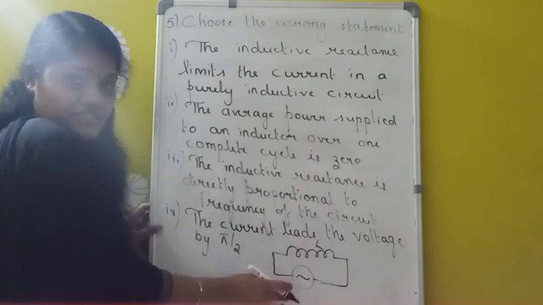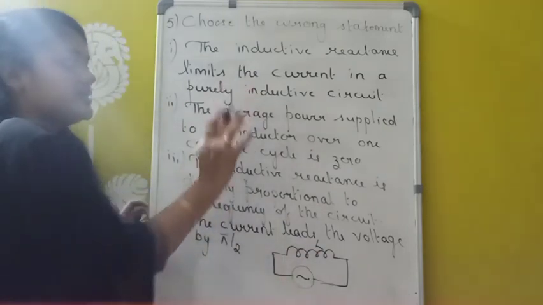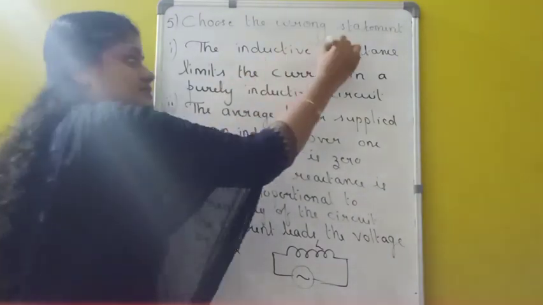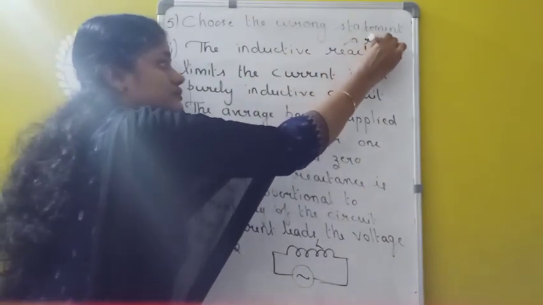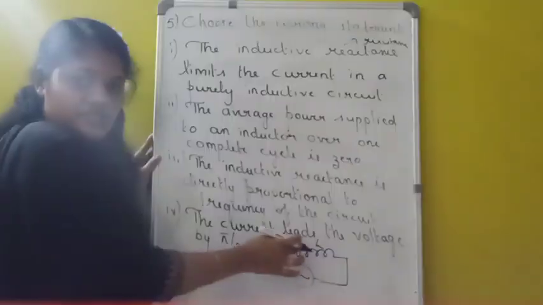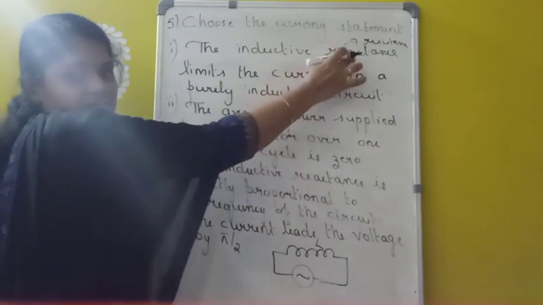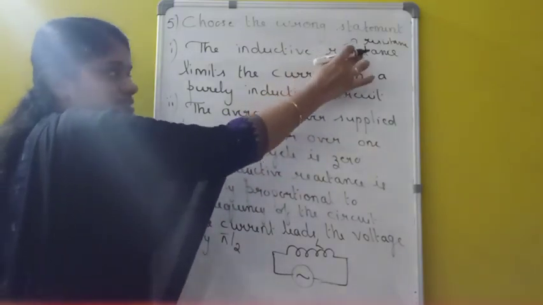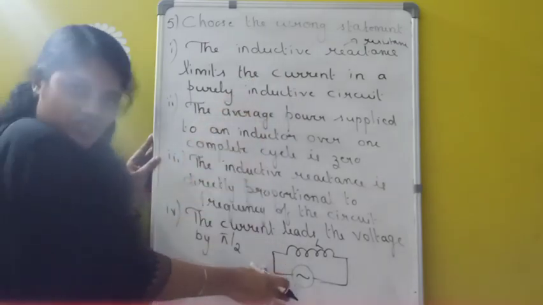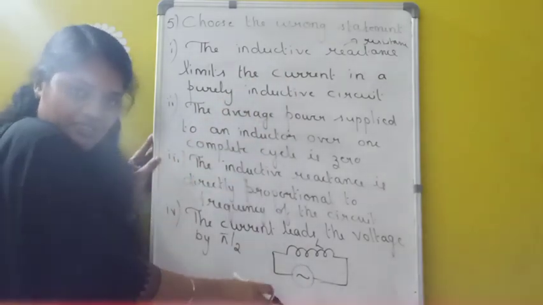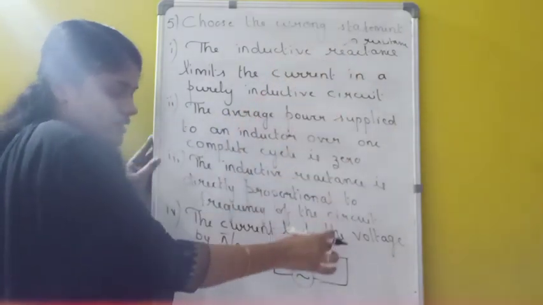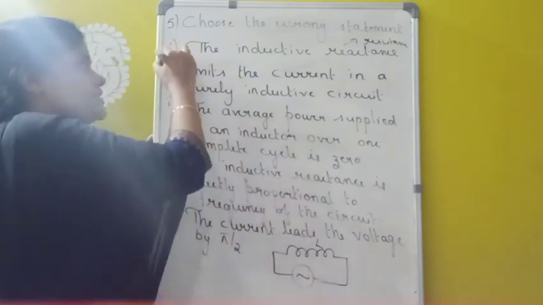And this inductor is connected to the AC voltage, that is called as which one? Purely inductive circuit. So this inductive reactance, this reactance means resistance. The resistance offered by the inductor in an AC circuit is called as inductive reactance. So we know that whenever there is a resistance, what will happen? It limits the current in the circuit. So in the case of purely inductive circuit also, there may be some resistance, and that resistance is called as which one? Inductive reactance. The resistance offered by the inductor in the circuit. So this first statement is true only.